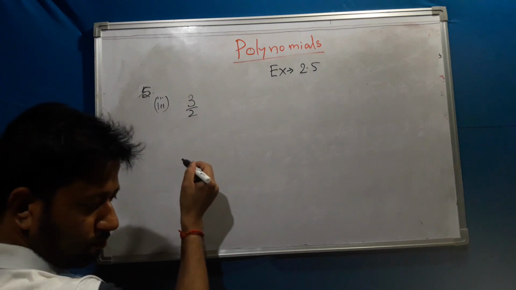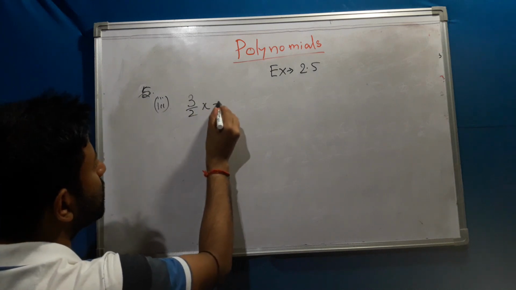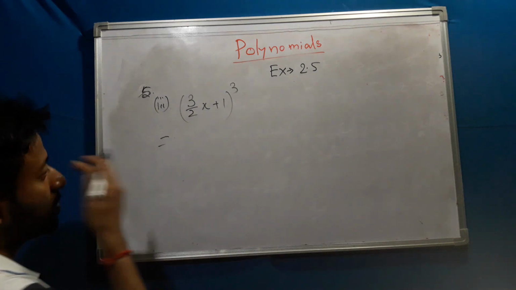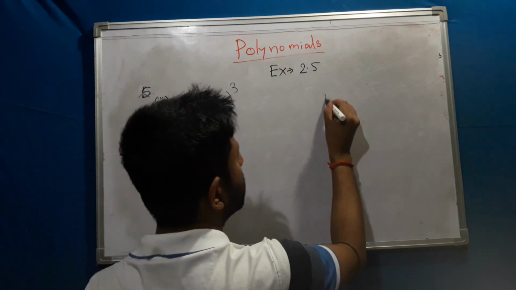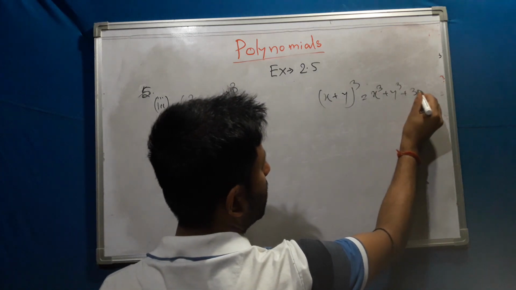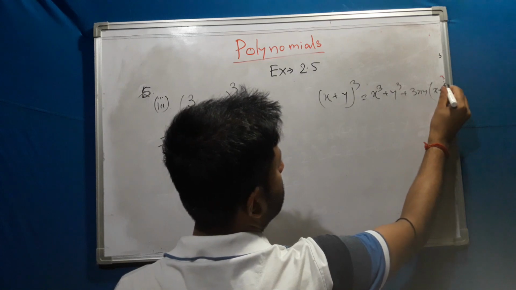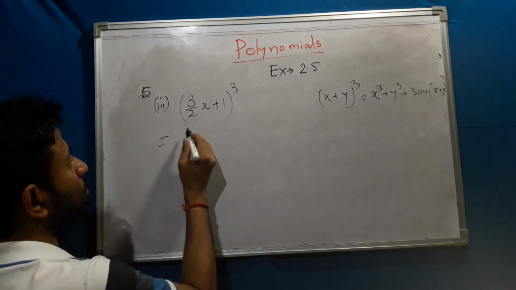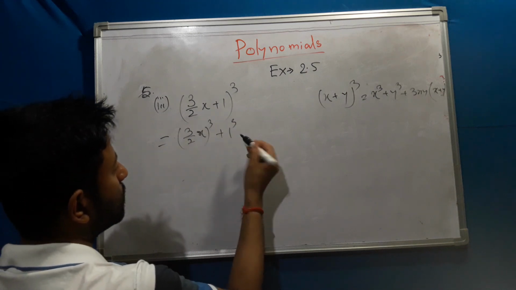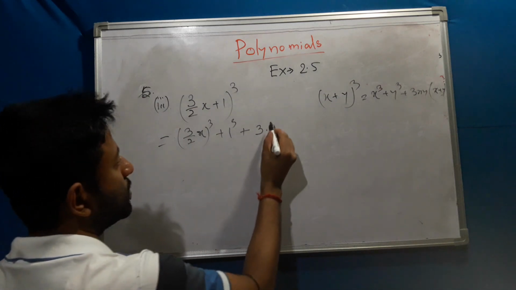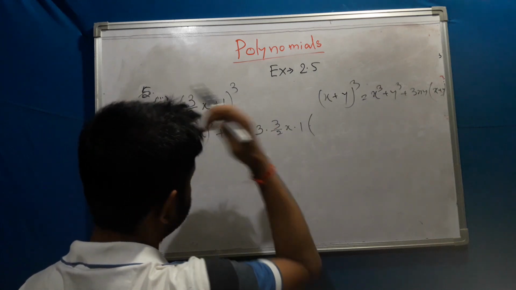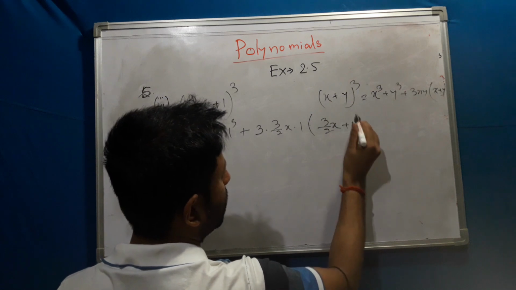3 by 2 x plus 1, this cube. Yeah, cube. So which formula will I apply? A plus b whole cube, x plus y whole cube. So I can put x cube plus y cube plus 3xy into x plus y. Okay, this formula. So x cube means 3 by 2 into x cube, plus y cube, y cube means 1 cube, plus 3 into 3 by 2 into x into y, and bracket x plus y, that means 3 by 2 into x plus 1.